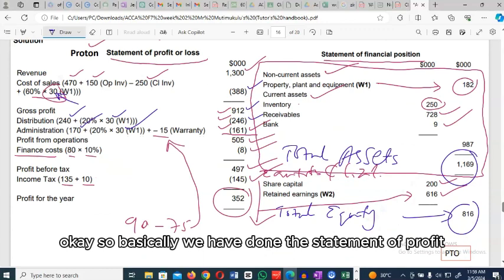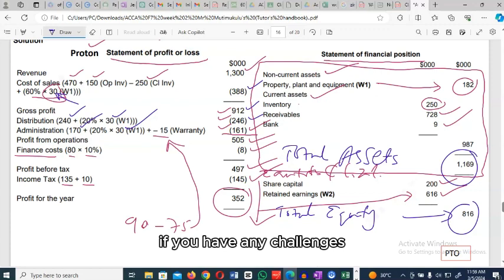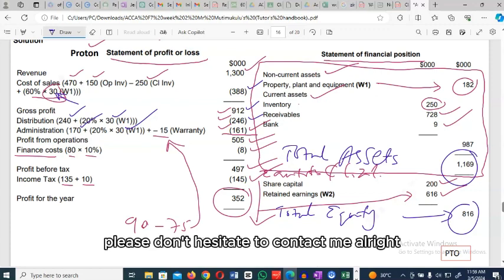Okay, so basically we have done the statement of profit or loss and statement of financial position for Proton. If you have any challenges, please don't hesitate to contact me.